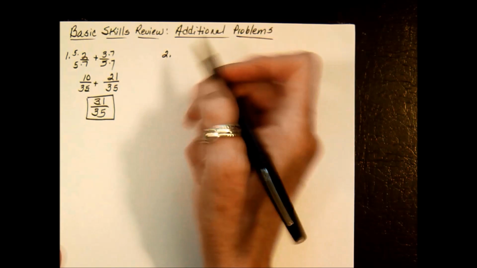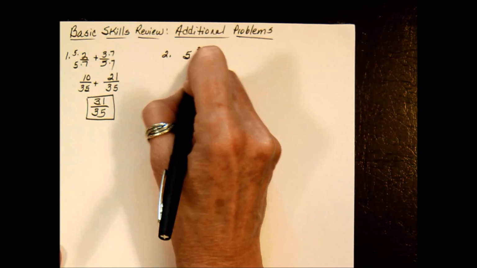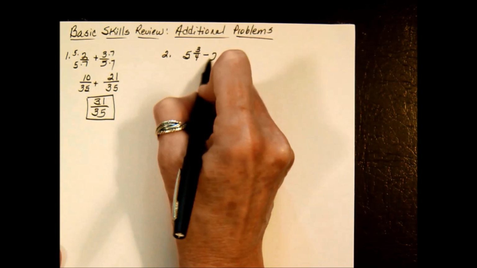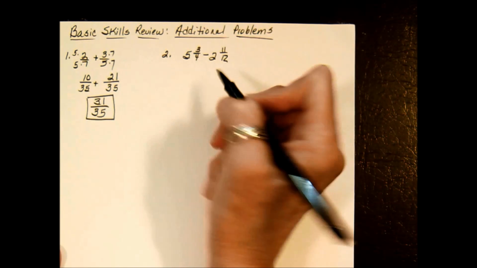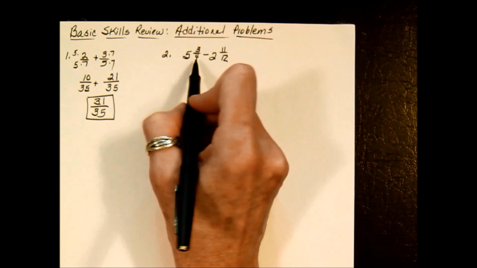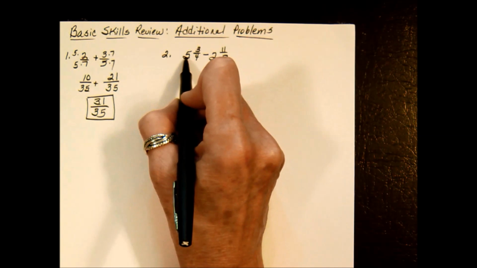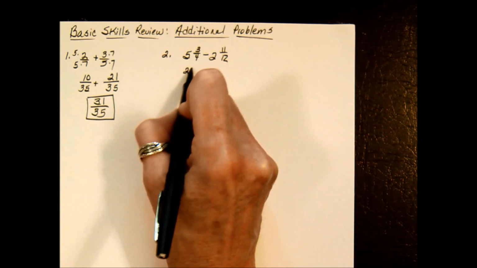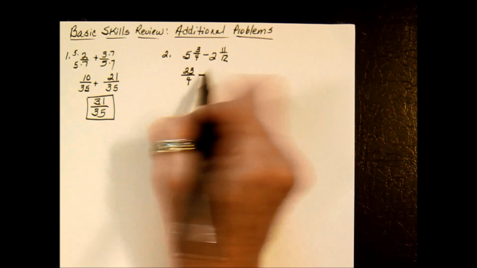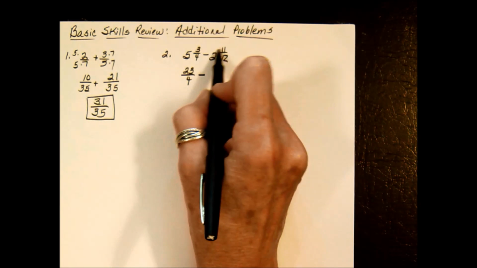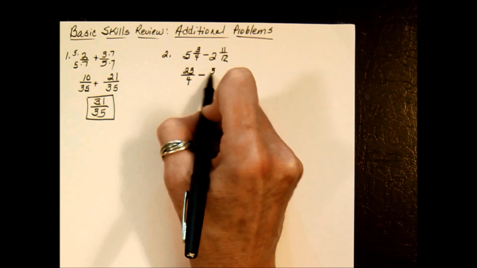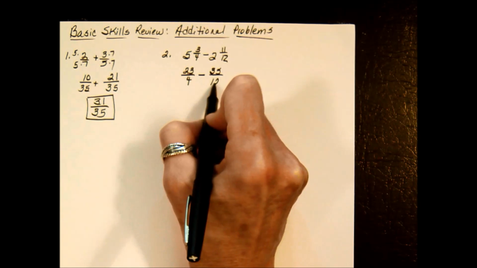Number two, we have 5 and 3/4 minus 2 and 11/12. So two things going on here. First, we need to change the mixed numbers to improper fractions. So 5 times 4 is 20 plus 3 is 23/4 minus 24 and 11 is 35 over 12.